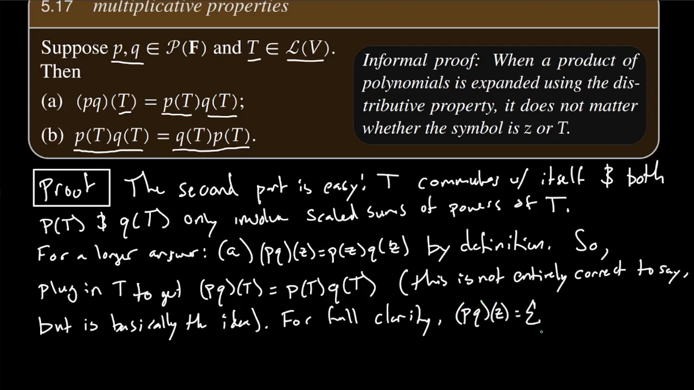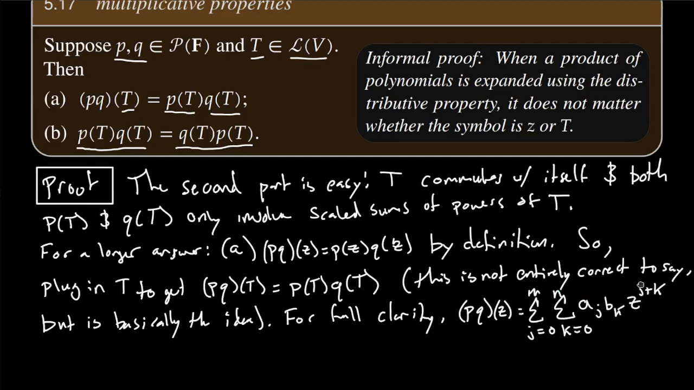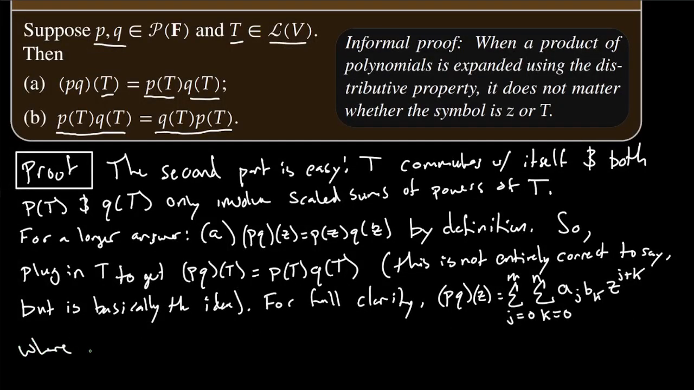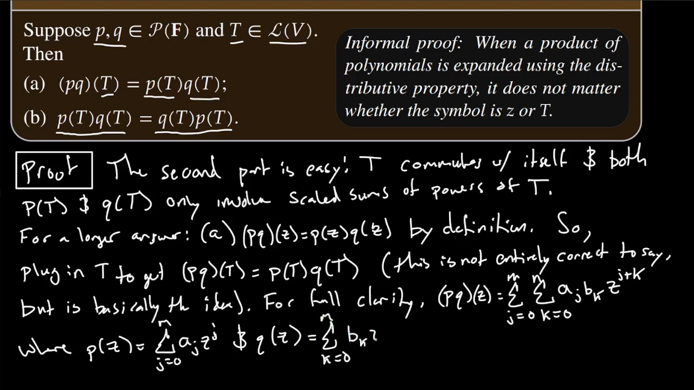is equal to the sum from J equals 0 to some M, and the sum from K equals 0 to some N of AJ, BK, Z to the J plus K, where P of Z is equal to the sum from J equals 0 to M of AJ Z to the J, and Q of Z is equal to the sum from K equals 0 to N of BK Z to the K. Okay. So you can write PQ this way.